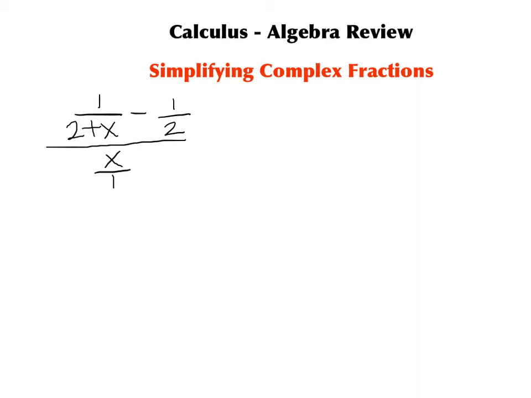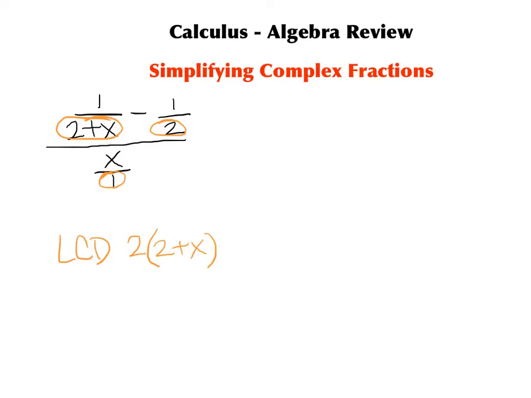The way we're going to simplify this is we need to find the least common denominator. The least common denominator I'm going to find by looking at each of the 3 denominators. If there's any common terms, I can take that into account. Usually in calculus there aren't, so we just multiply 1 times 2 times 2 plus x.